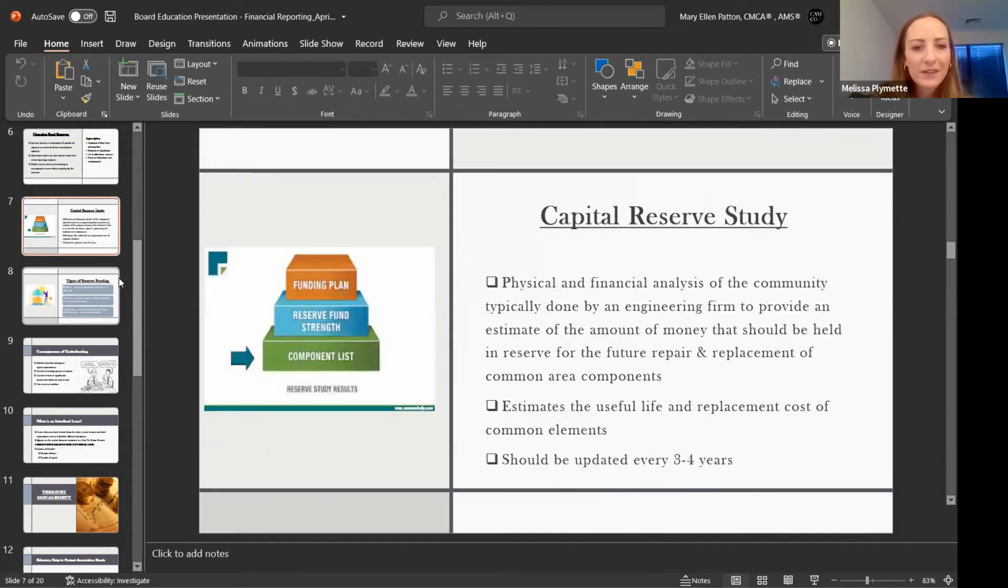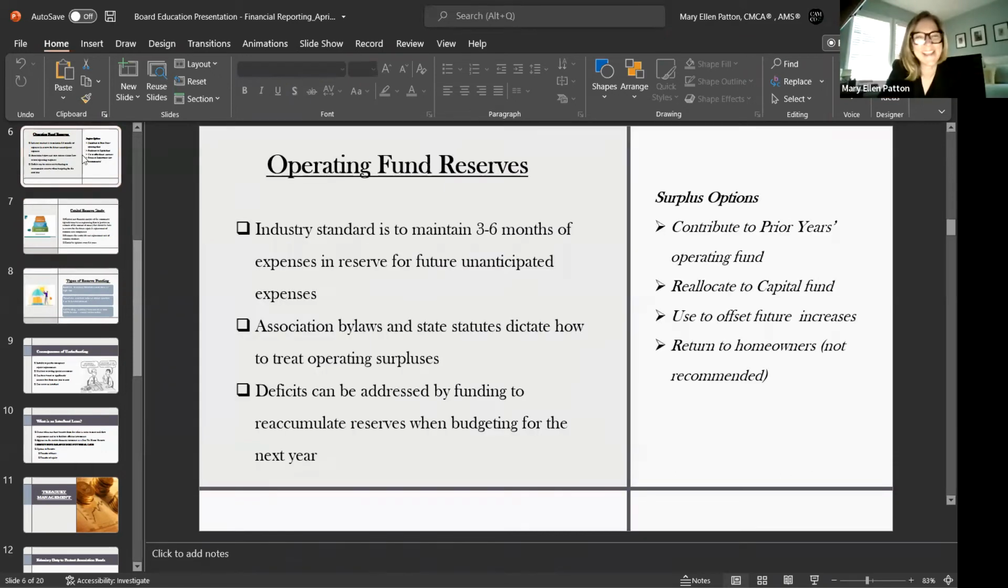So on the flip side, if your association is running an operate, sorry, could you go back? Oh, sorry. On the flip side, you have the deficit.